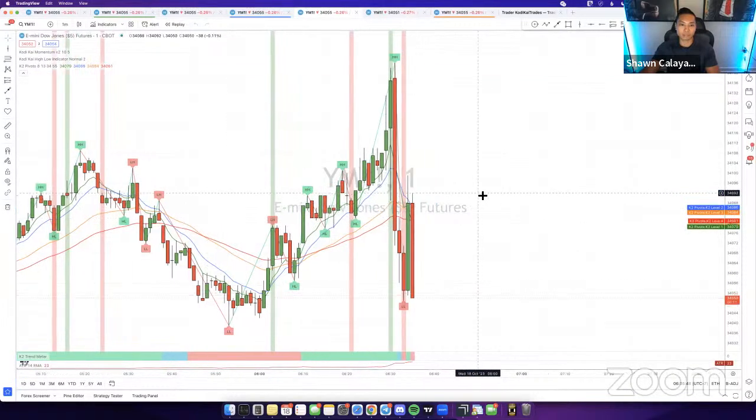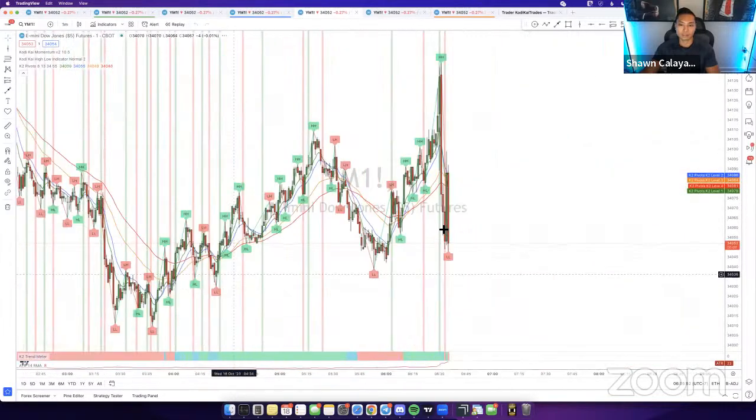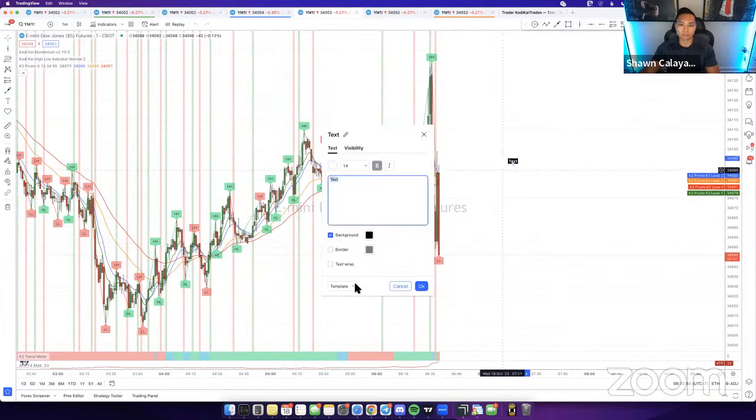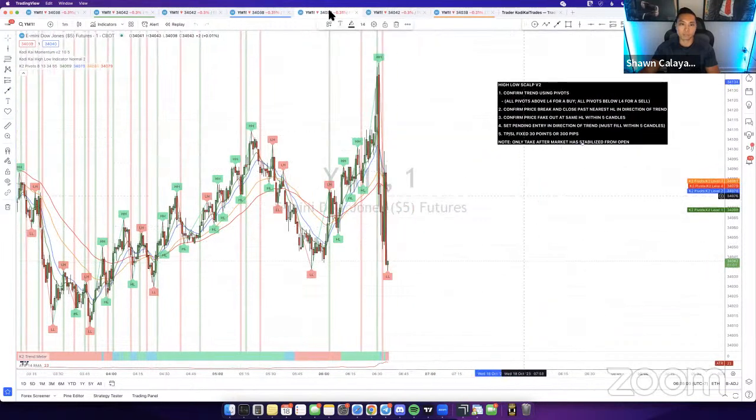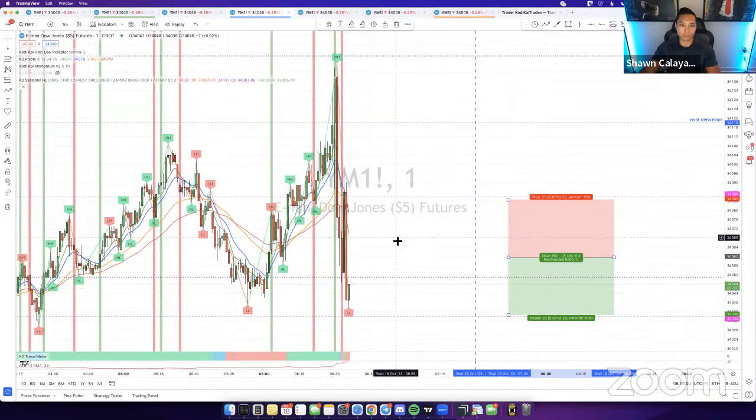We don't really have a trend here right now with regard to the high-low scalp V2. So we'll come back to this a little later. We'll have to wait for the trend to establish before we can really start to look for any entries here.